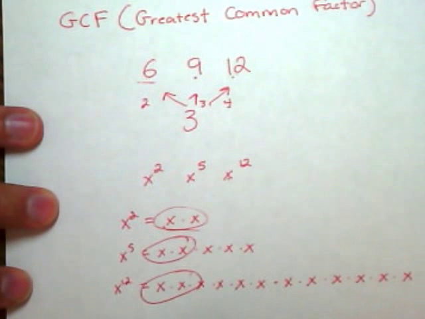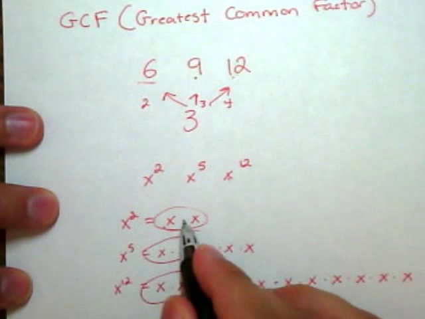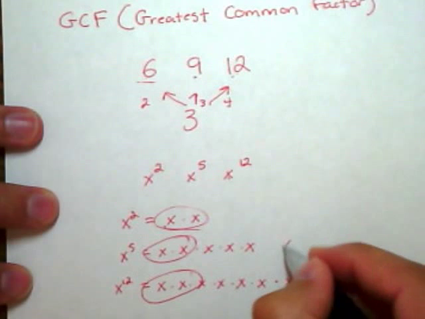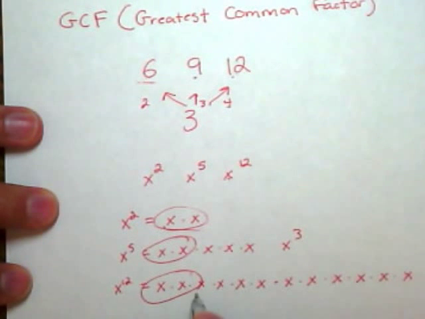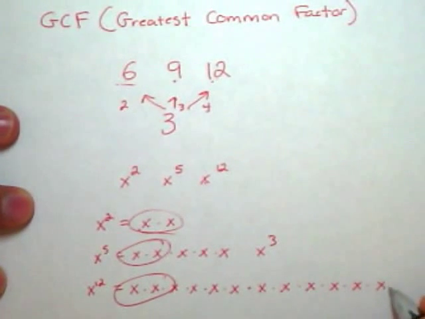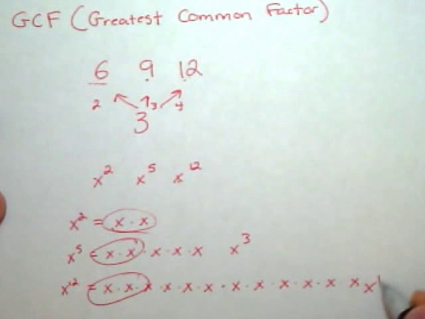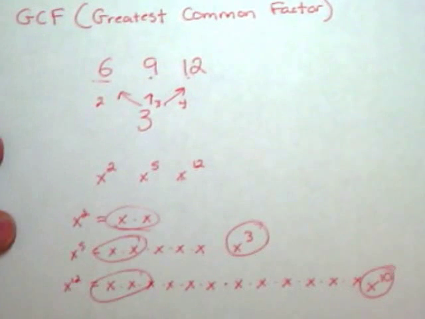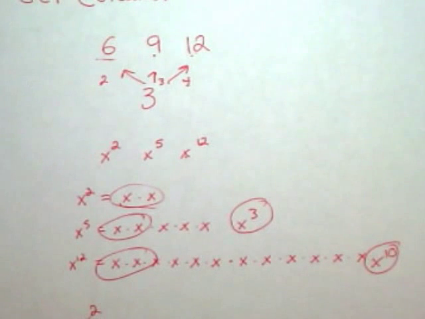So once you pull out your 2 x's, which is x squared, how many will you have left? Here, you'd have none. Here you would have x to the 3rd left. Here you would have x to the 10th left. Right? And that's what you'd be left with. And that is just kind of the beginning part of greatest common factor.